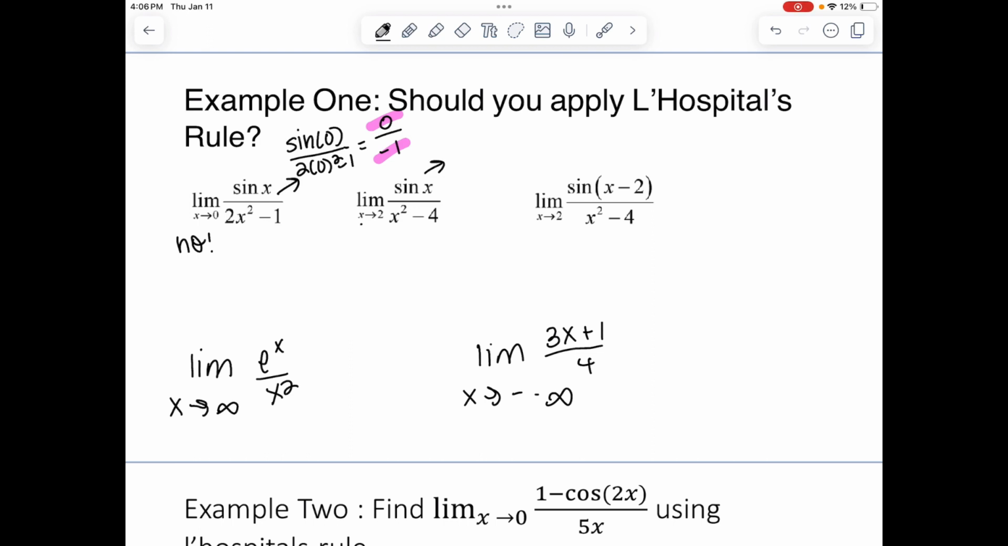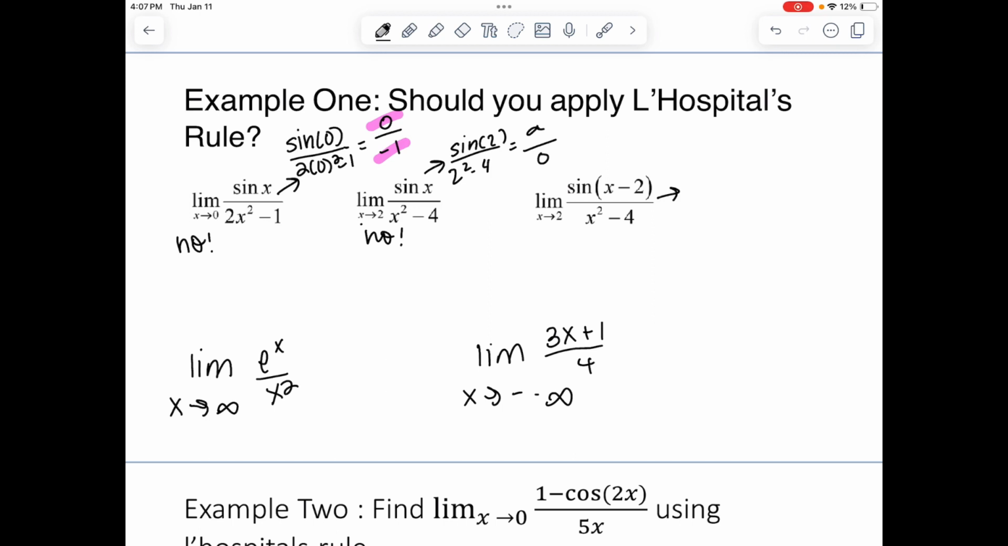Now I'm going to plug in, this is asking about the limit as x approaches 2. So sine of 2 over 2 squared minus 4. Here's the thing: the denominator goes to 0. I personally don't know what sine of 2 is, but I do know that sine of 2 is not 0. So the answer is no.